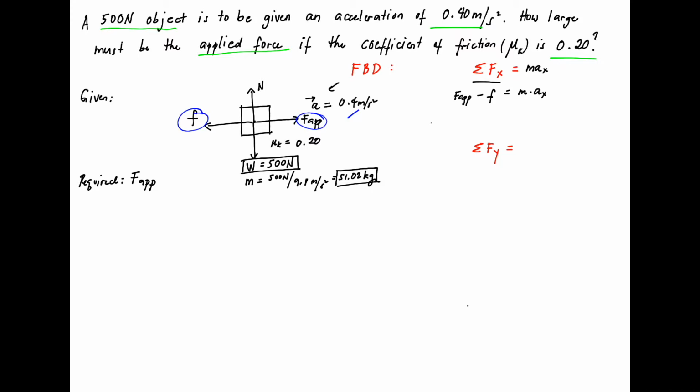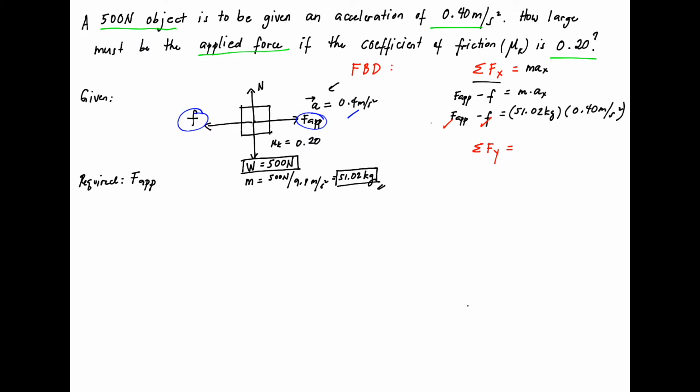So let's try to substitute now. So we could have here F up, which is actually the required, minus the F is equals to the value of mass, which is 51.02 kilograms, multiplied to the acceleration, which is 0.40 meter per second square. Now, as you can see, we have these two unknowns. We have this F up, but we also need to know the F, or the frictional force. Is there a way for us to get the F?